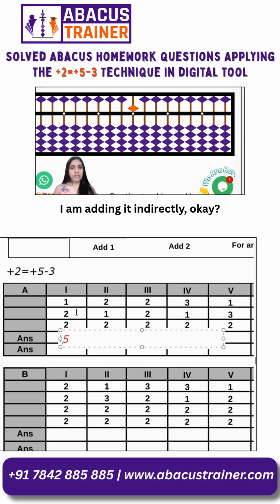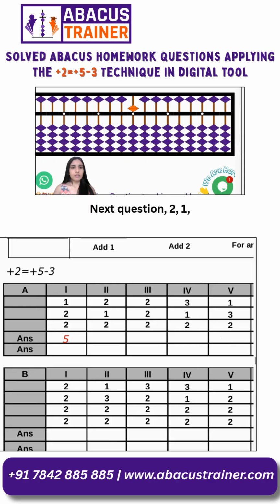Okay. Next question. 2, 1, 2. Do I have beads for 2? No. So my formula of 2 is plus 5 minus 3. My answer is 5. Next, 2, again 2, again 2. Do I have beads for 2? No. So my formula for 2 is plus 5 minus 3. My answer is 6.